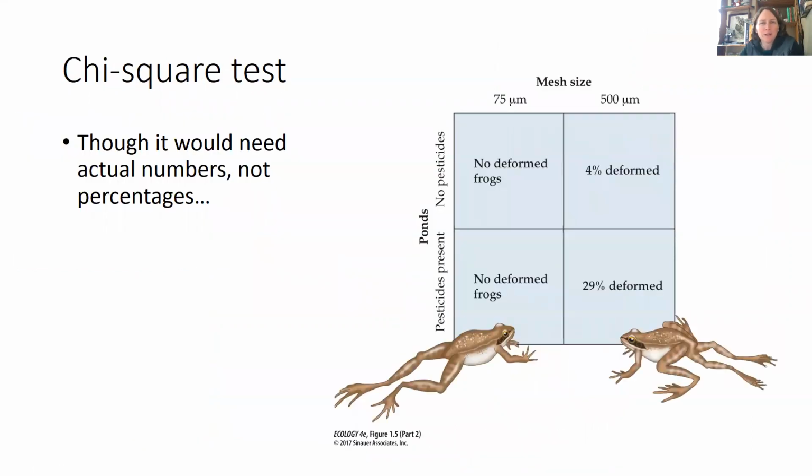Then there's this, which is kind of like a chi-square test. We have two different mesh sizes, and then we have pesticides present or not present, and we're looking at the number of frogs that are deformed. So you would use a chi-square test if you had data like these, but you would actually want real numbers of frogs, not the percent of frogs, right?